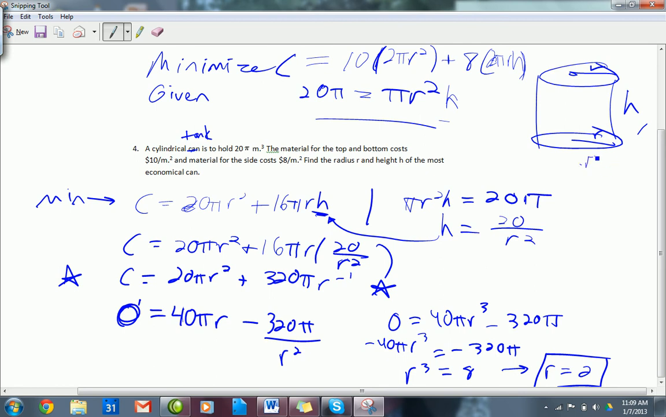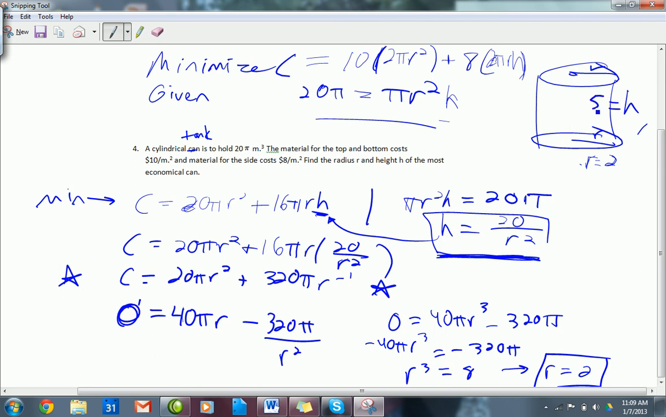So I know r is 2. My optimal radius of this big tank is 2 meters. Okay, I found that. So what I need to do now is find the height. And since I know that my little height over here is 20 over r squared, right? So if I take 20 divided by 2 squared, I end up with 5.